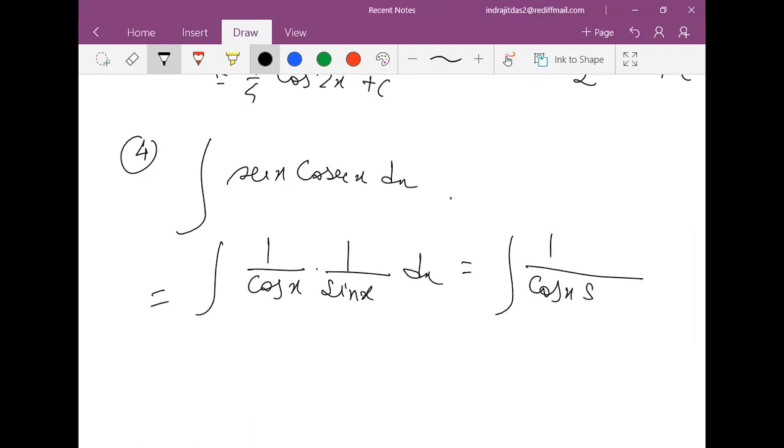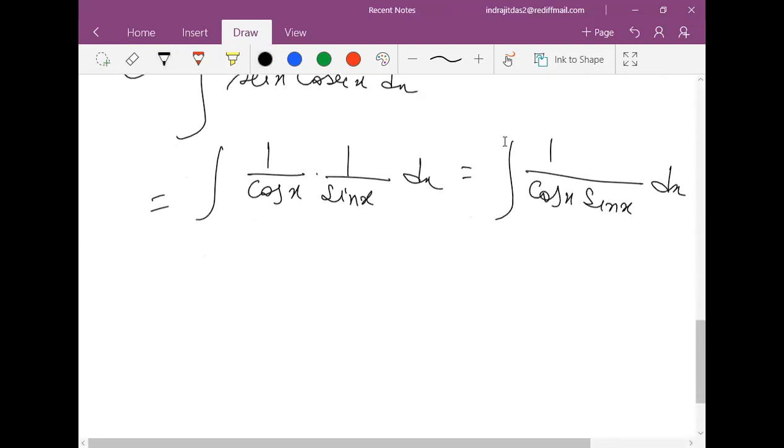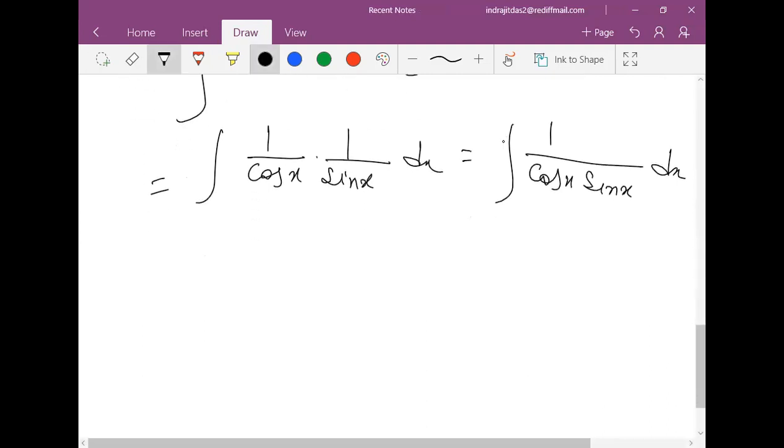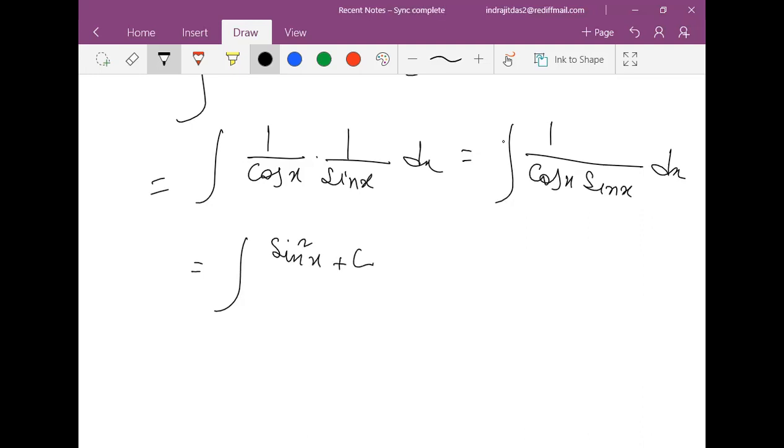Now here you will be getting a lot of methods. I prefer this. 1 is what? 1 is sine square x plus cos square x. In trigonometry you have a lot of options, different formulas. This 1 can be written as sine square x plus cos square x, and the denominator is as it is, cos x into sin x.